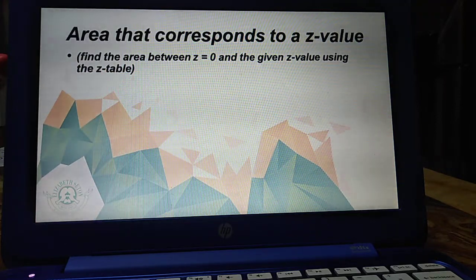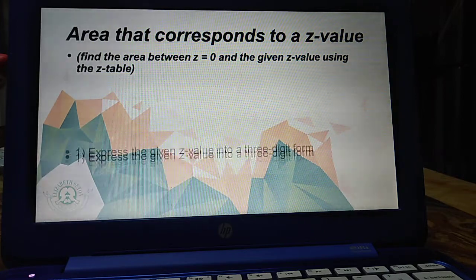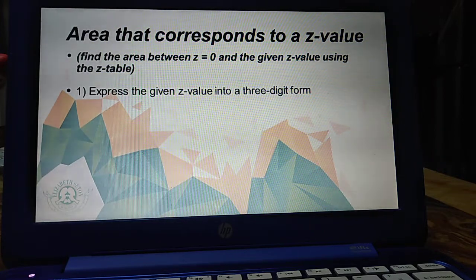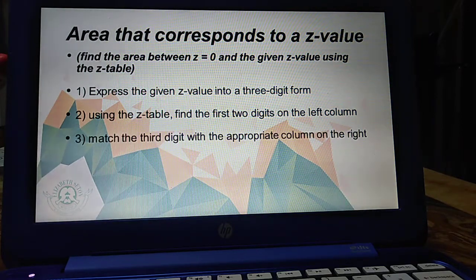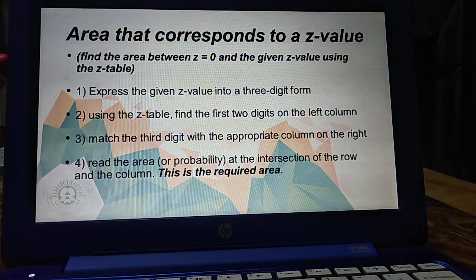So how do we get the areas that correspond to a z-value? First, we express the given z-value into 3-digit form. Second, we use the z-table and find the first 2 digits in the left column and match the third with the appropriate column on the right, and then read the probability at the intersection of the row and the column. This is our required area.